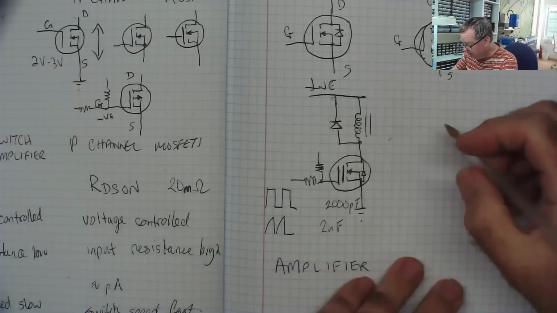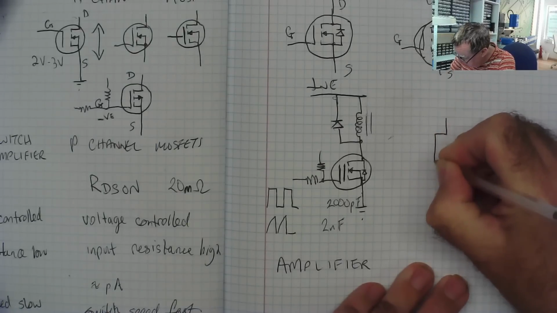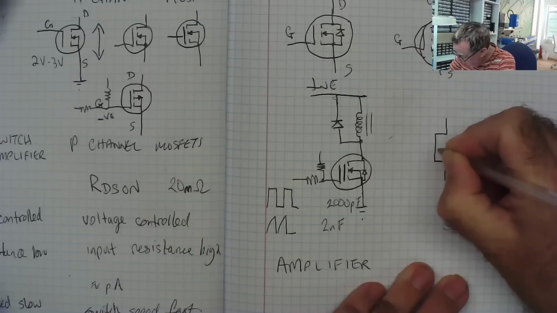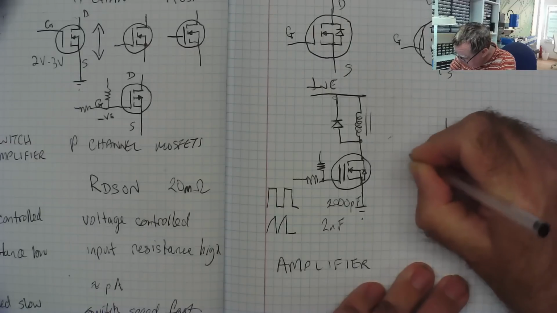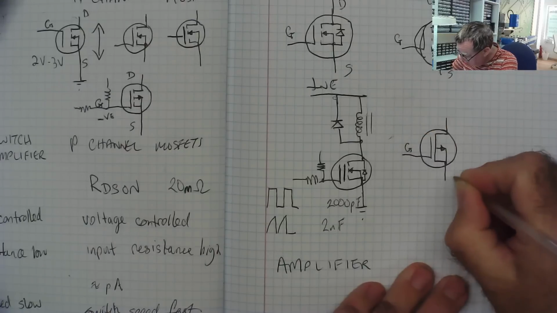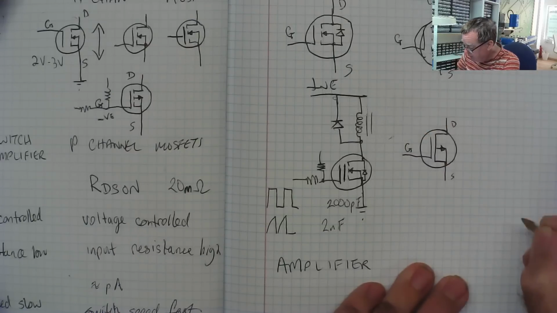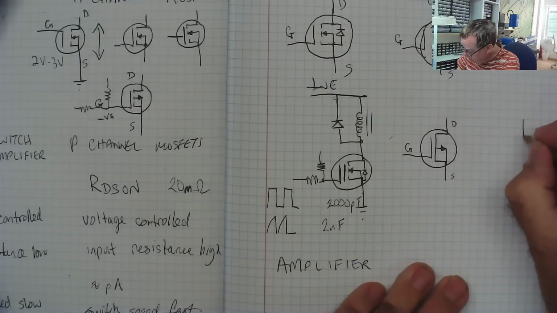So with a depletion mode MOSFET, this is a symbol. I'll just put the arrows in. So again, this is a P-type. Gate, source, drain. And we'll have the N-type as well. So we'll just do the other one.